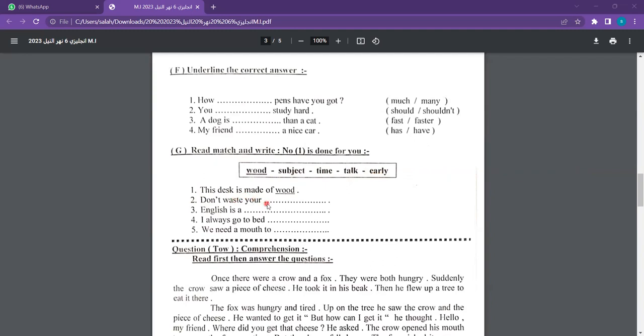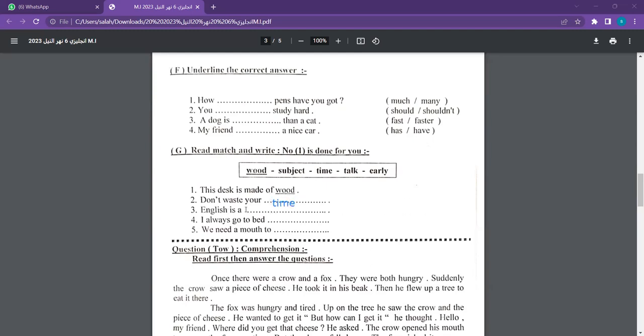Number two, don't waste your... subject, time, talk, early. Don't waste your time. Don't waste, that means what? لا تضيع. Very good. Don't waste your time. لا تضيع الوقت.